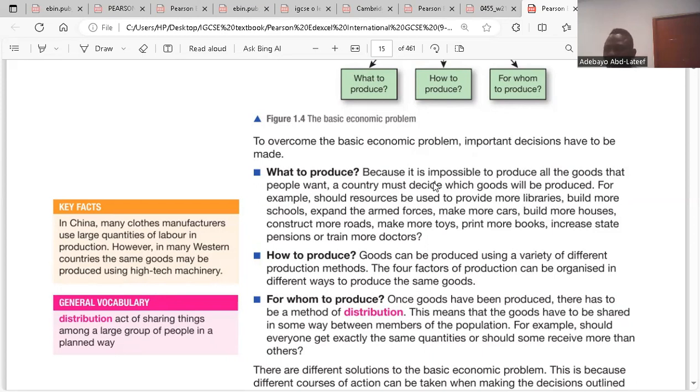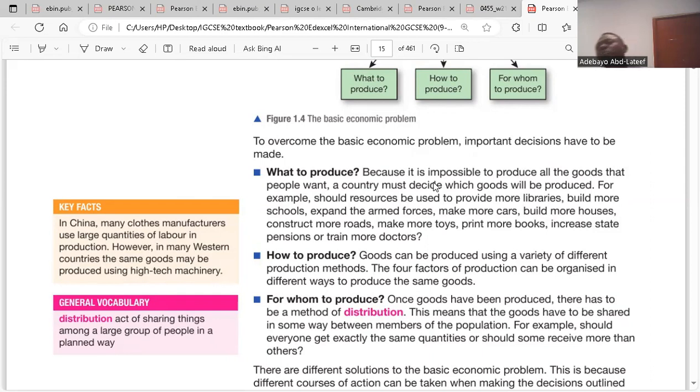The process of production. We've decided on what to produce, which is maybe pens. Now I want to produce pen. How are we going to be able to produce pen? Are we producing it locally or internationally? Do you understand? Yes. That is how to produce.